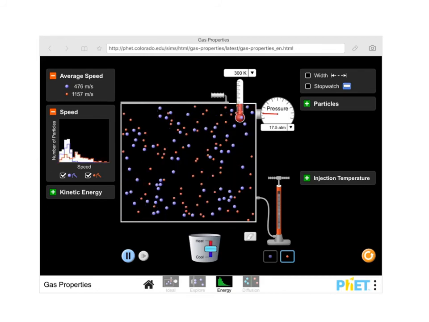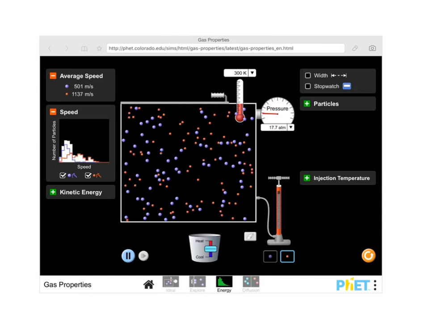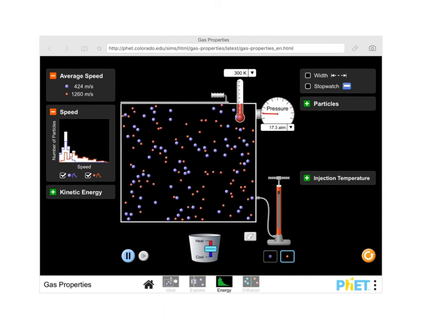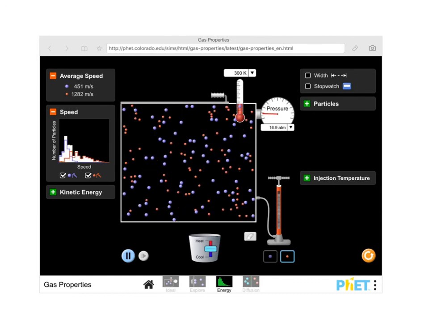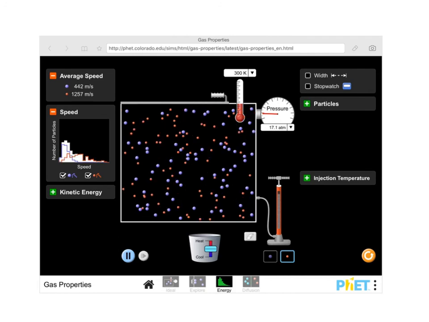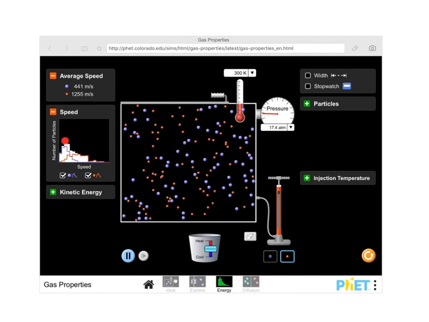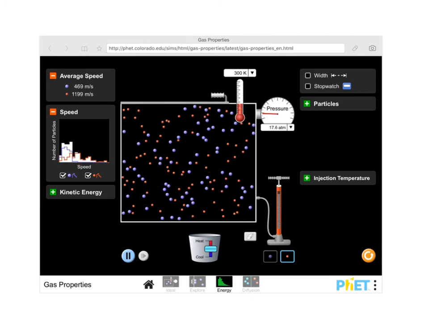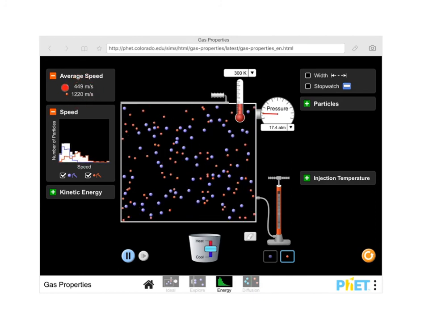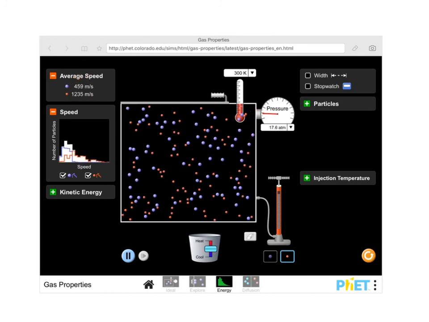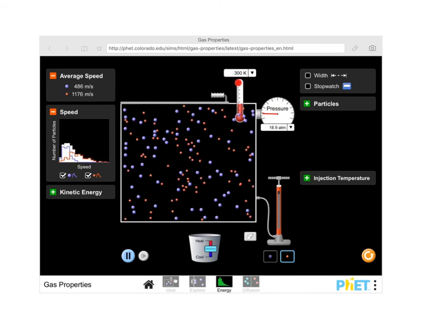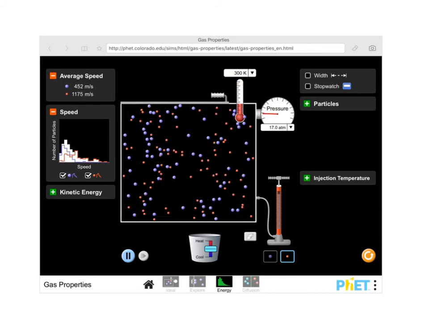You can also tell visually. Those little red ones are flipping around a lot faster than the heavier blue ones. And we can see that reflected in both the distributions, where on average, the blue ones are moving slower than the red ones. They're also computing the average speeds up here. Right now, both of these gases, because they're in the same container, are at the same temperature.